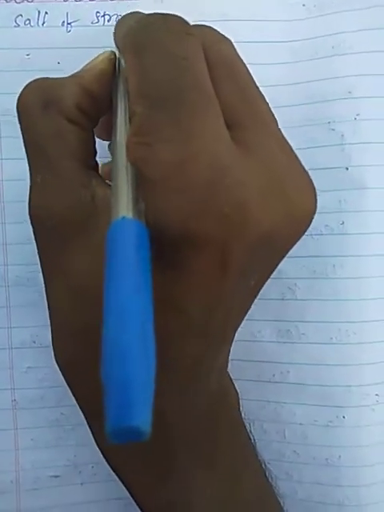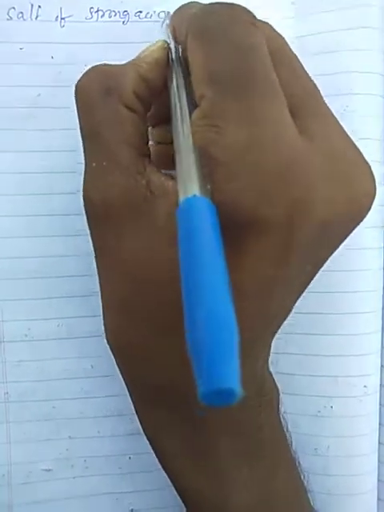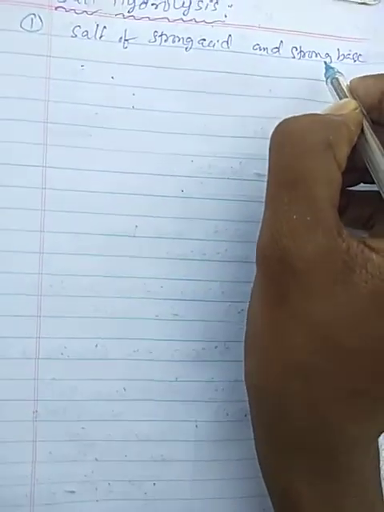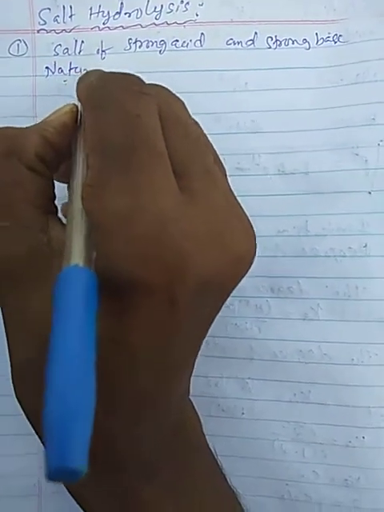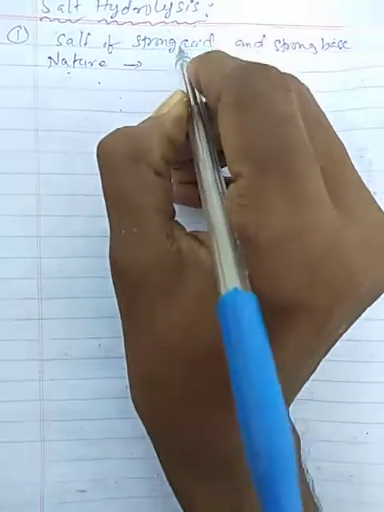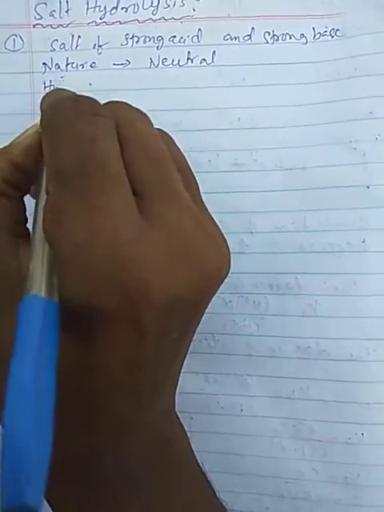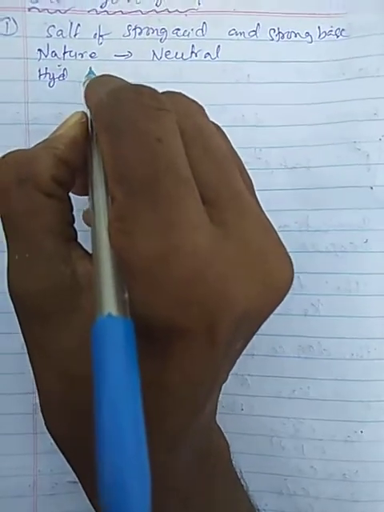Now, these salts on hydrolysis have four types. The first one is the salt of strong acid and strong base. In this case, the nature of the solution is neutral. Now the hydrolysis constant, we can write as KH.